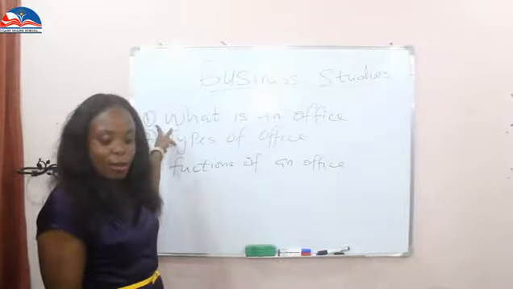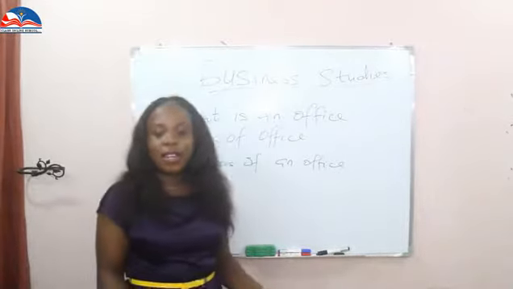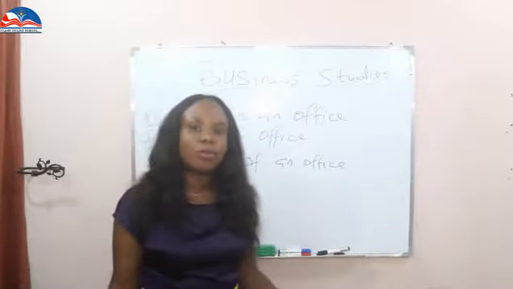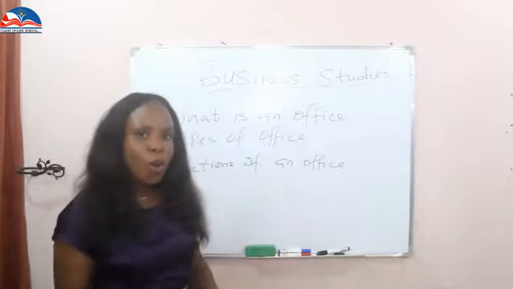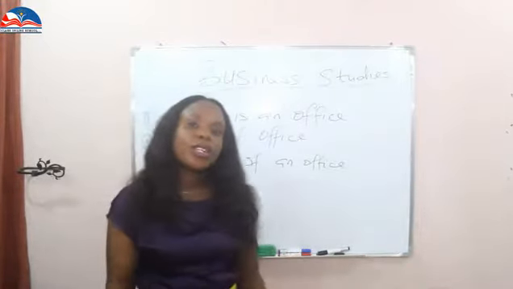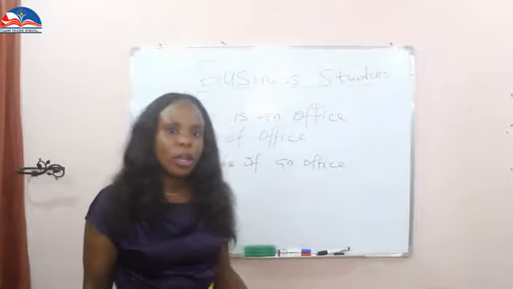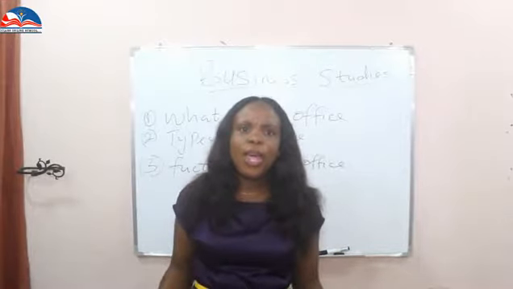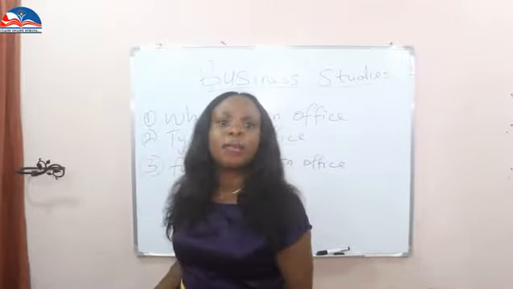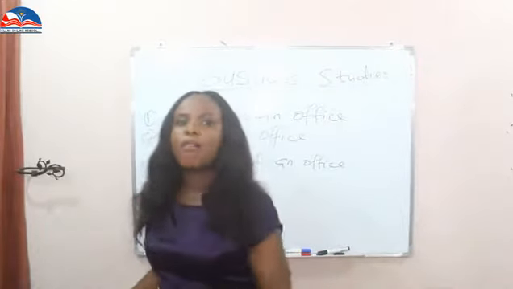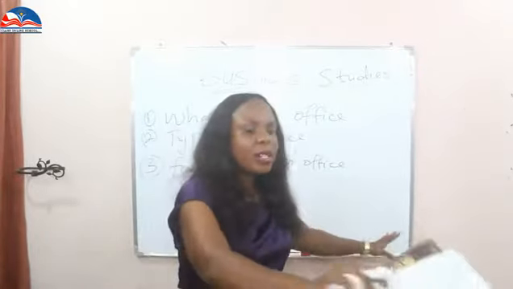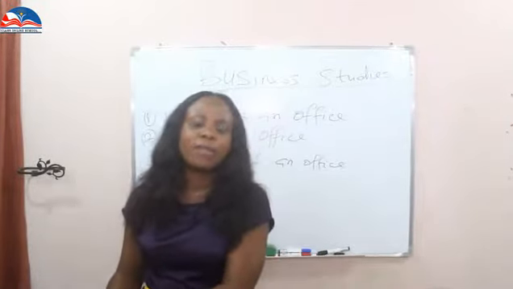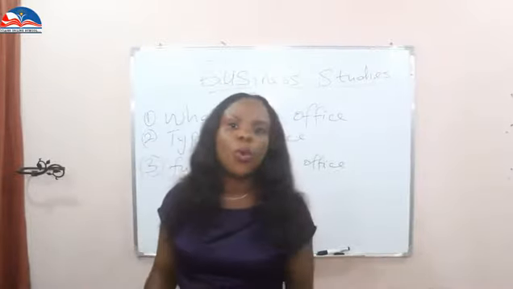Now let's talk about what an office is. An office is generally a place where written work in connection with business is done. And an office is a place where transactions that affect the business you are into are carried out. We have different places or different departments in the office that help the office to function well.